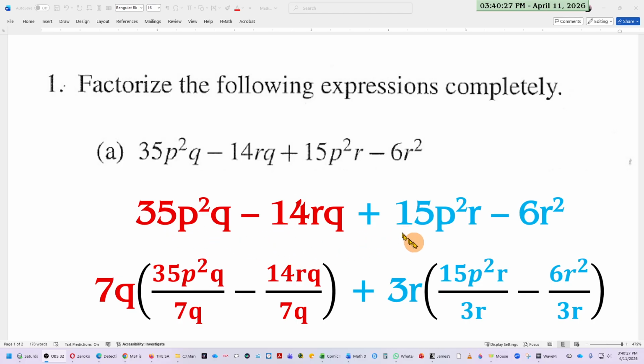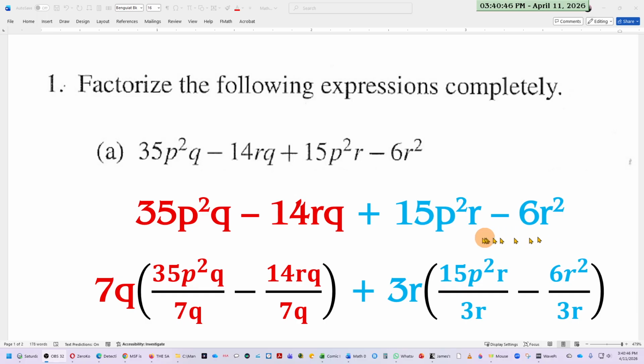If you go to the blue side, it's going to be 3. Notice 3 goes into 15 and 6. Then you examine each letter. So we have P and we have Q. Here we have R and we have Q. Only Q is present. So the highest common factor of these 2 terms is going to be 7 and Q.